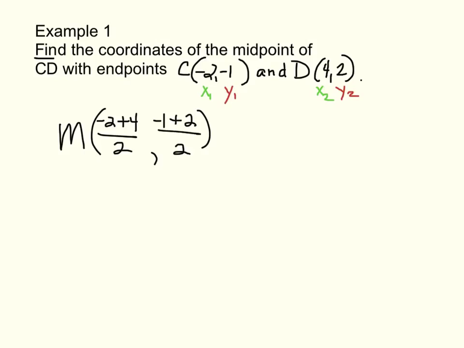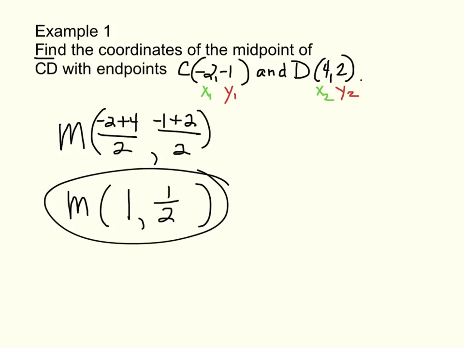You divide by 2. So the midpoint then would be (4 minus 2) divided by 2. That gives you 1. And 2 minus 1 is 1, and 1 divided by 2 is 1/2. There's your midpoint. That's it.